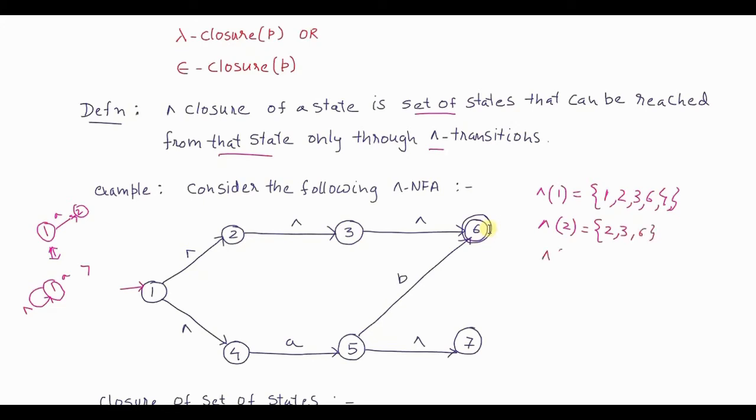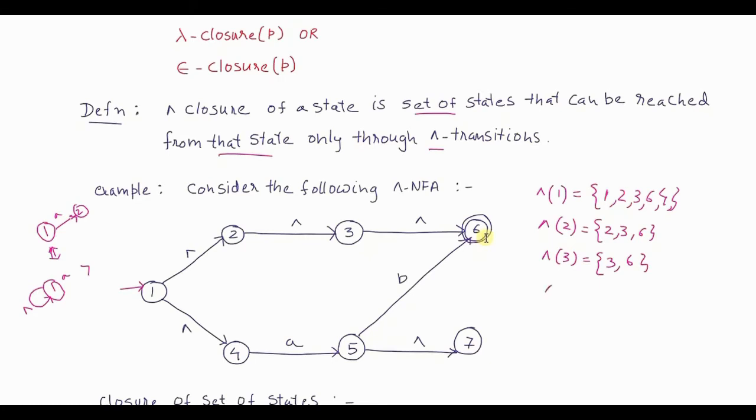Next is null closure of 3. Okay, now from state 3, first of all, without even thinking, you should add 3 itself to the null closure list. Then from state 3 on reading null you can go to 6, so that means 6 should be added. But from 6 on reading null you don't go to any other state apart from itself. Okay, so 3 and 6, only 2 elements will be there in the null closure list. So these are the only 2 states that can be reached from state 3.